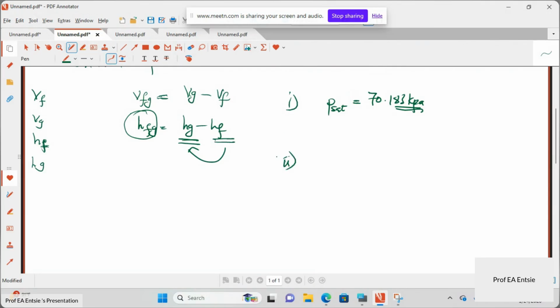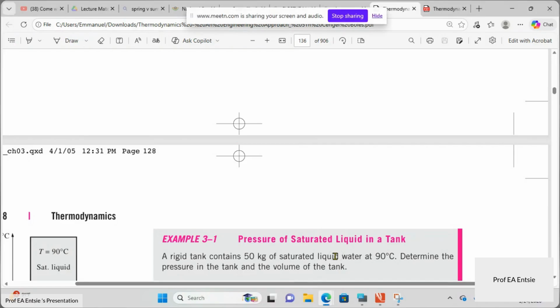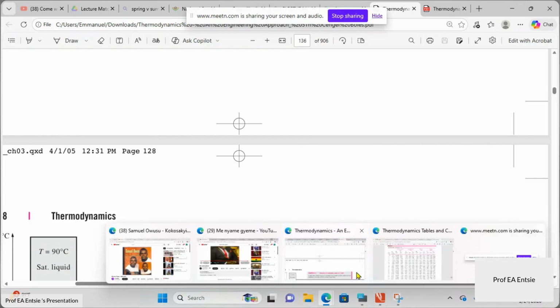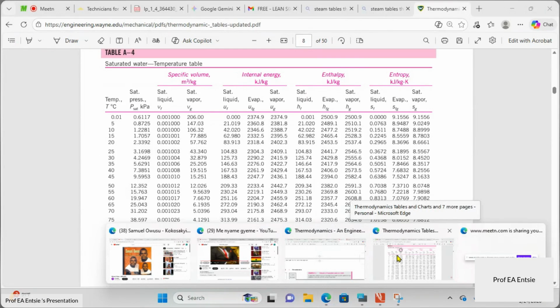That's the first part. And the next part is saying you should find the volume, right? Let me check the question. It says determine the volume of the tank. So volume here is the total volume. But you know what you get from the steam table is specific volume. So after you've gotten your specific volume, you multiply it with mass, then you get your total volume. So I'm going to that same 90 degrees Celsius. Then look out for the specific volume there.